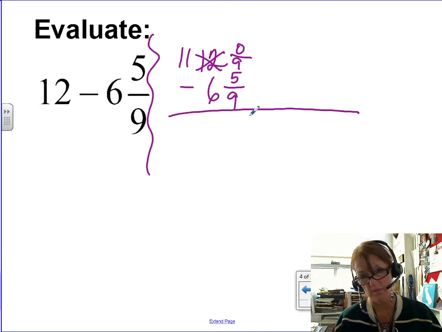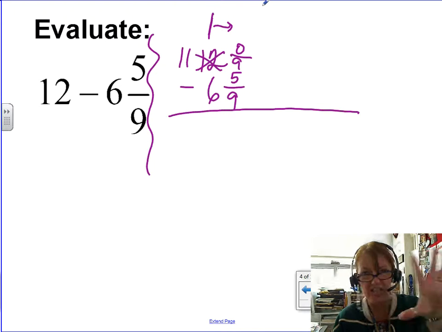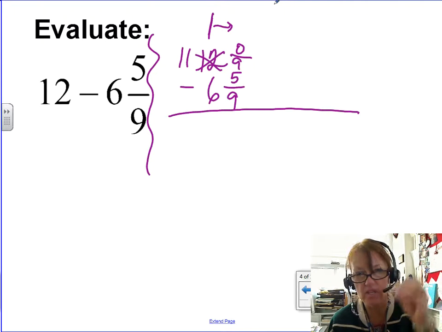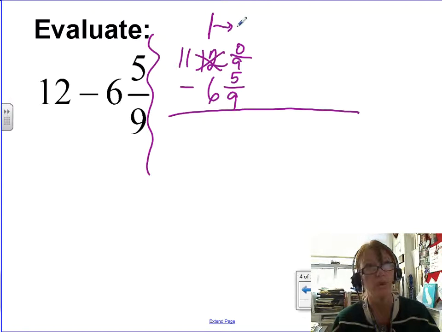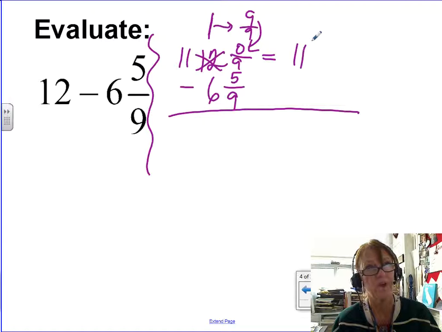Take 1 away from the 12, make it an 11. And then you've got this 1 that's sitting up here, this 1 whole that you borrowed. Now here's the deal. I can't just add that on there and put a 1 there because I'm not in tenths. I'm in ninths. This problem has entered this new land, the land of ninths. So everything you do is in ninths. The one you borrowed, we're going to rewrite as 9/9. I'm going to add that into the 0/9. Oh, this is such a mess. Let's just rewrite this. Plain old 12 is the same as 11 and 9/9.